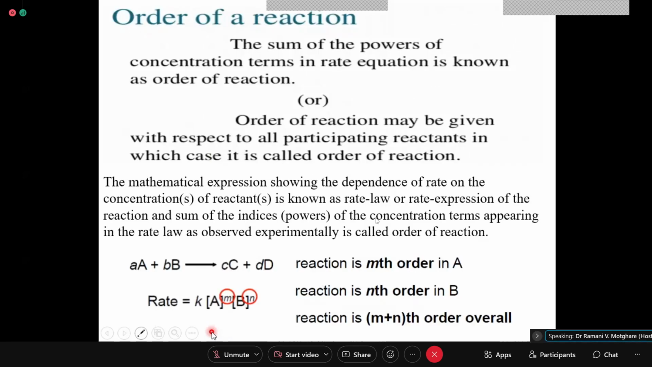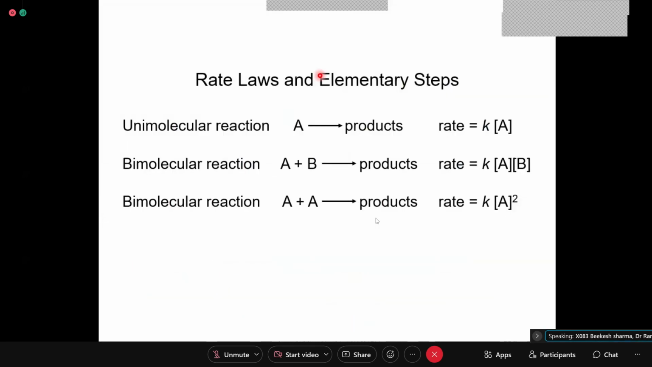Okay. So order of reaction. Now what is order of reaction? It is the sum of powers... Previous slide, please, ma'am. Yes. Previous slide, ma'am. Pardon? Previous slide, ma'am. Yes. Okay.